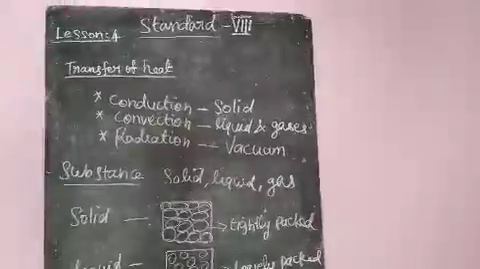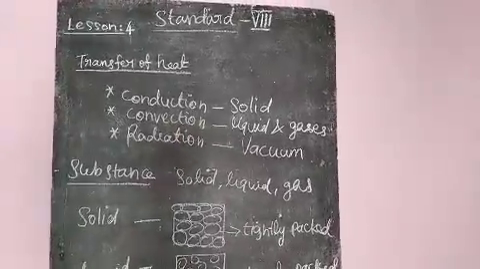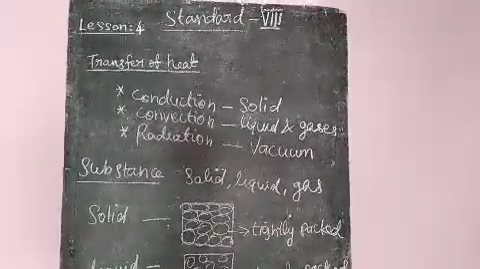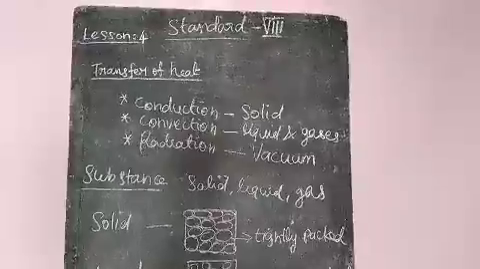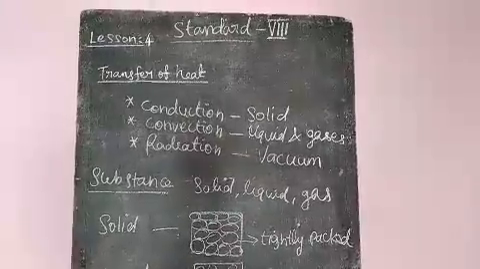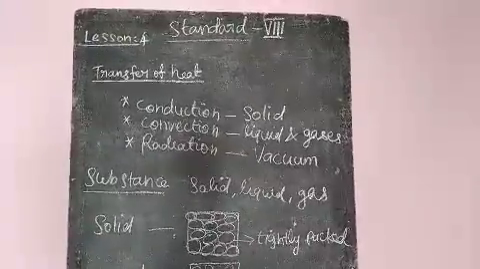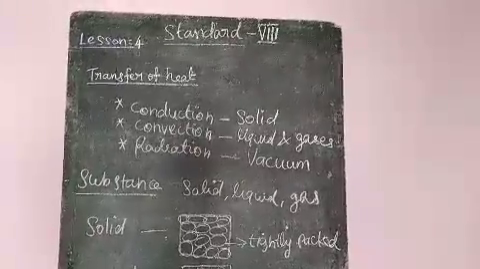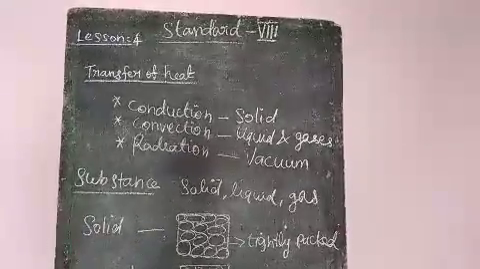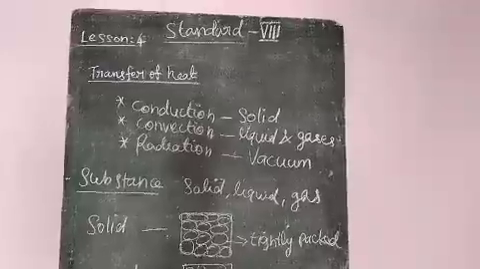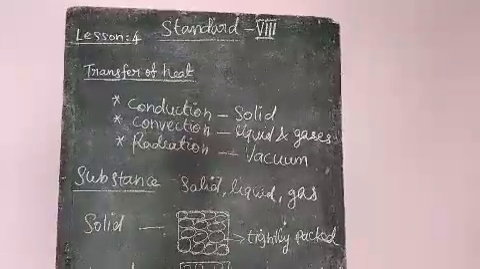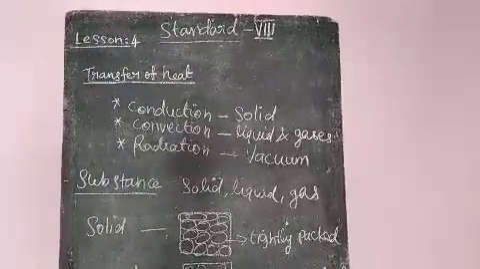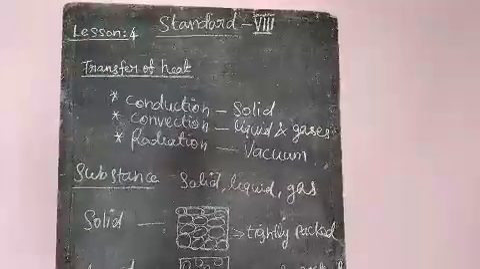The heat transfer takes place in three ways: conduction, convection, radiation. Heat transfer in solids is by the process of conduction. Heat transfer in liquids and gases is by the process of convection. Heat transfer in vacuum or empty space is by the process of radiation.